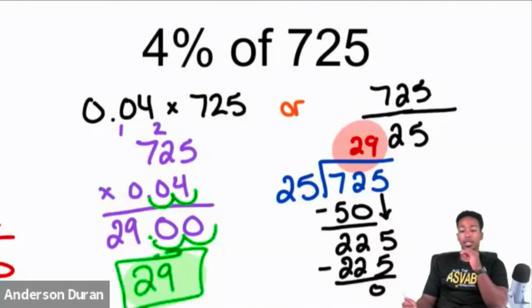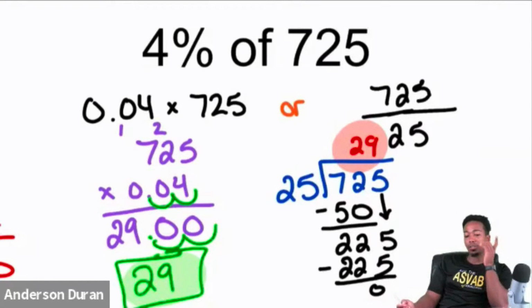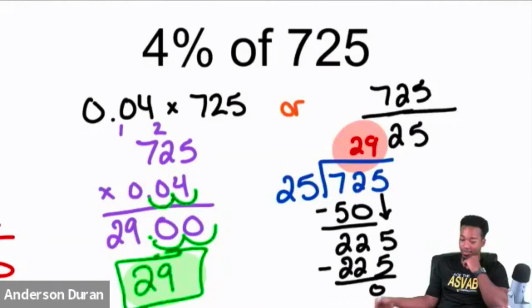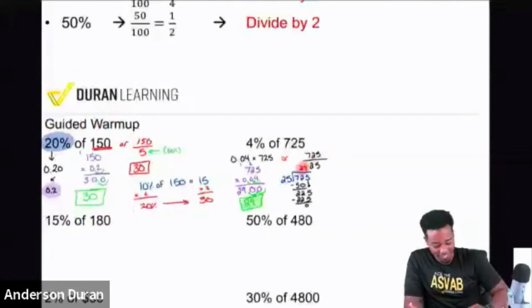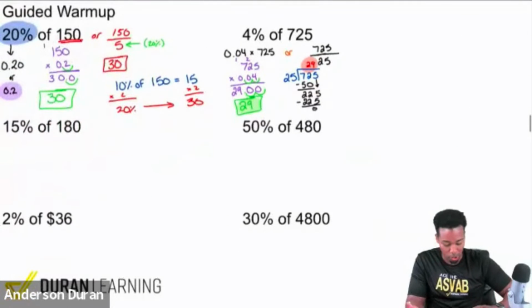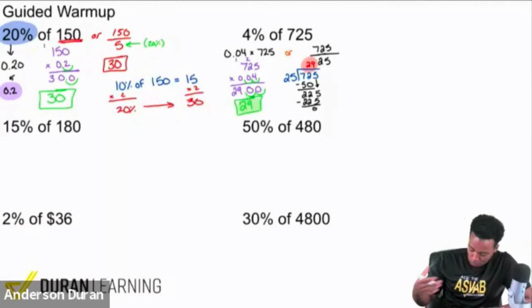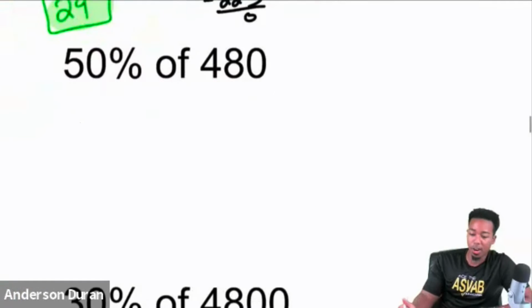So which one might have been faster now at this point, everybody? Anybody here change their mind saying that, okay, multiplication is probably faster in this case? Yeah, cool. Glad to see it. So here we go. We're going to speed up the process just a little bit now. We're going to get to 15, 50, 2%, and 30%. I'm going to start right here with 50%.